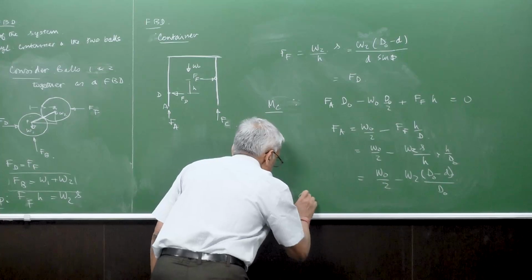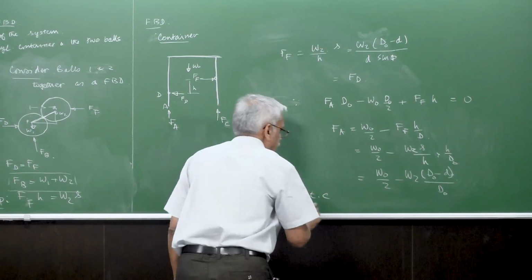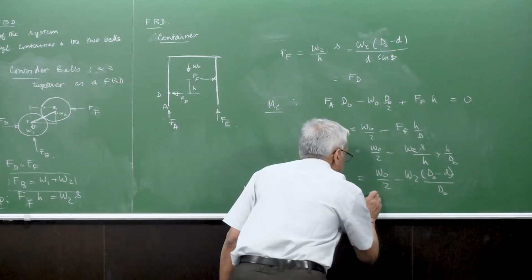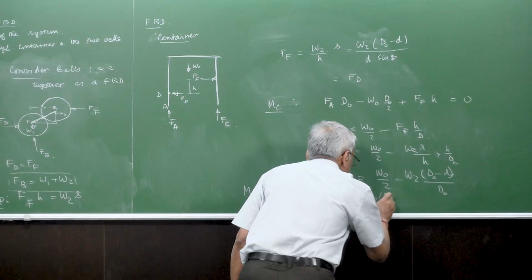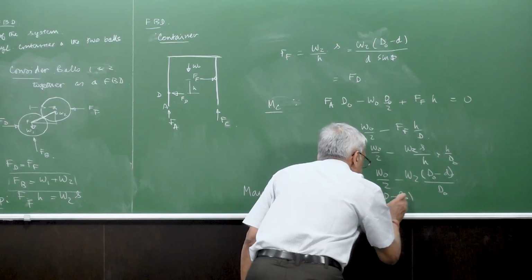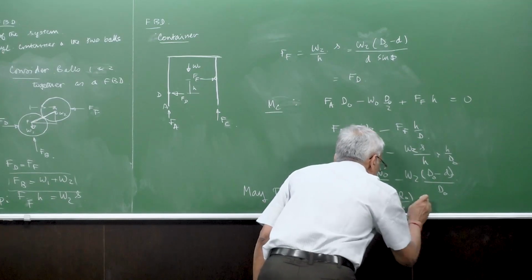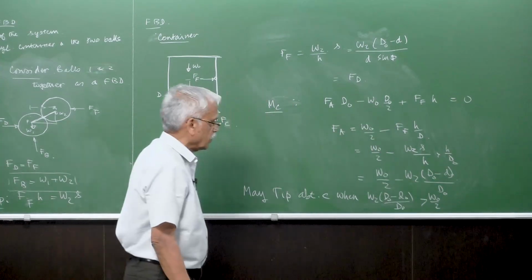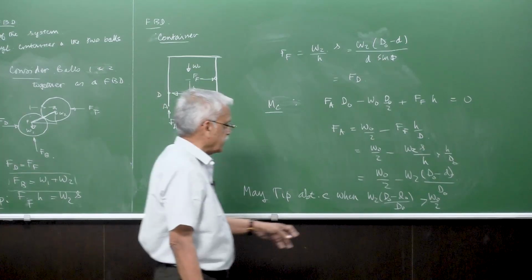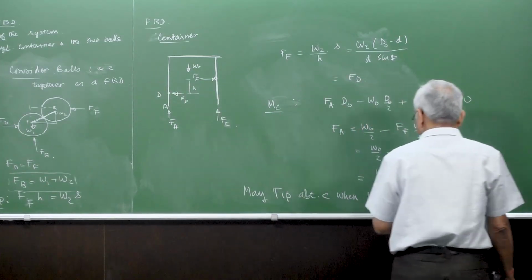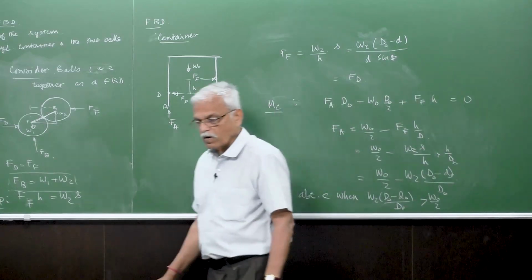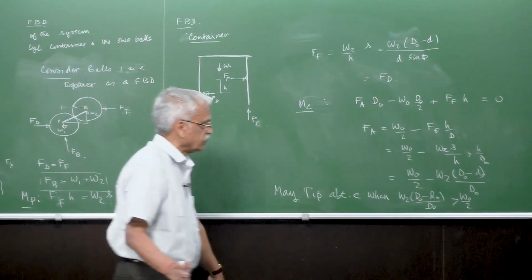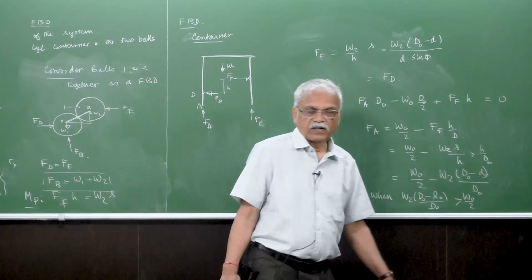May tip about C when W2 times D minus... So there are several possibilities here. So either W2 may be heavy, or the balls may become smaller. So small d may become smaller, in which case it may become more than W0 and tip.